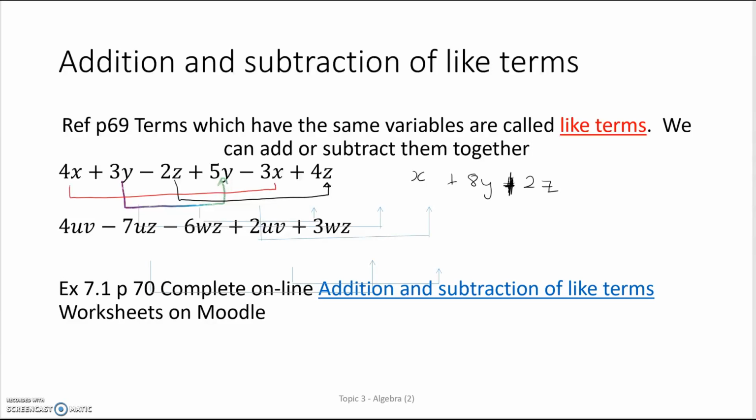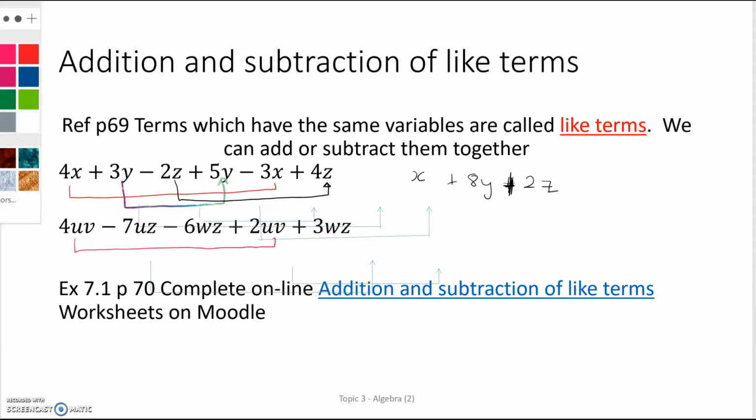Similarly, for the next one, we need to look and see what's the same. Let's go for pink this time. So the uv terms, let's collect the uv terms. And let's collect the uz terms. There's only one, so that's there by itself. Let's collect the wz terms like that.